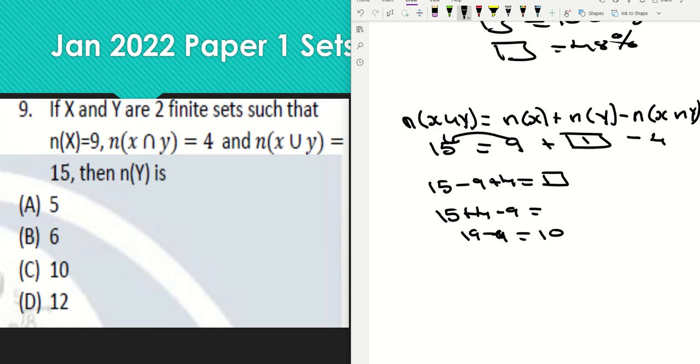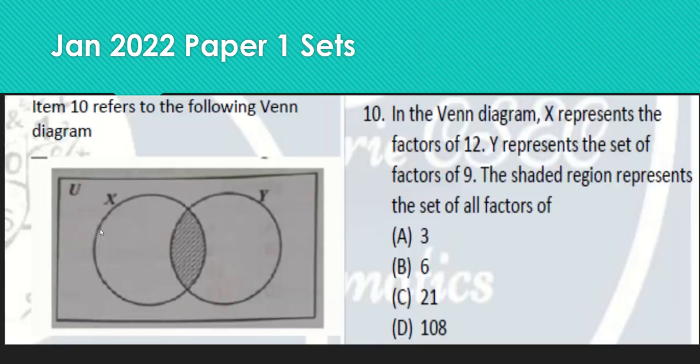Let's just make sure this is correct. 9 plus 10 is 19. 19 minus 4 is 15. So your answer for this will be C.